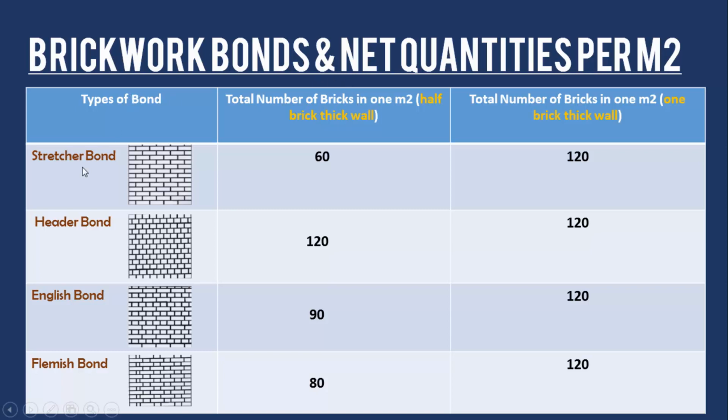Brickwork bonds are net quantities per square meter. In the stretcher bond, if the wall is a half brick thick wall, the number of bricks we need is 60. In the header bond, a half brick wall is 120. English is 90 for a half brick wall, and Flemish is 80. While if the wall is a 1 brick thick wall, the number of bricks needed to build a wall for each square meter is equal for all types of bond.